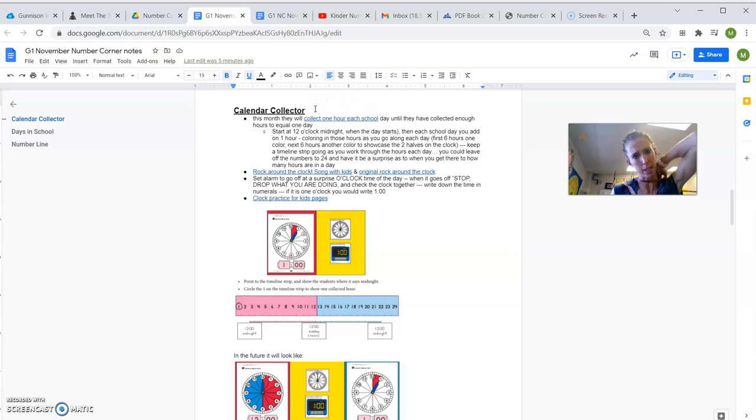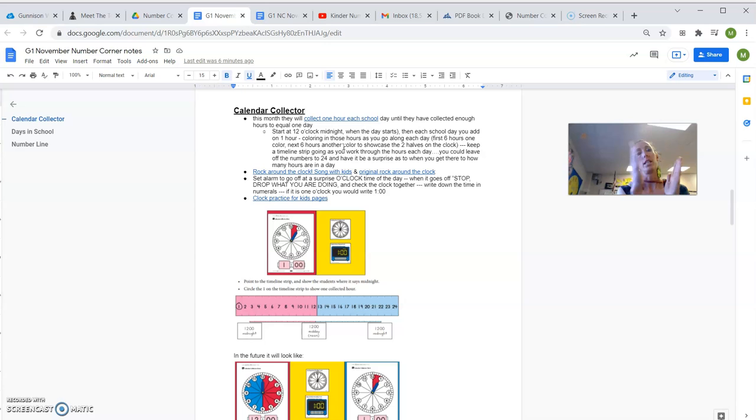All right, calendar collector. This one, you're collecting hours each day. Now this is a lot of information, but really all that it comes down to is you're collecting 1 hour every school day, and you're coloring in that hour. And we start at 12 o'clock midnight because that is when the day actually starts. The new day starts. And I'm saying that because this is what I would say to the kids. 12 o'clock midnight. It's in the middle of the night.